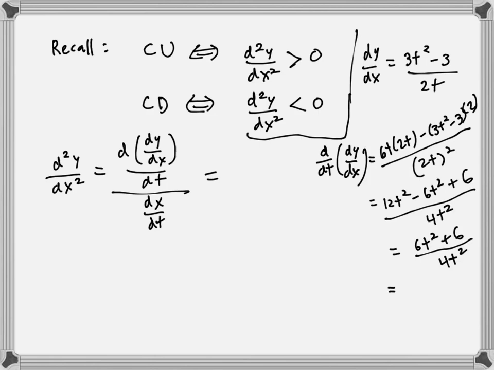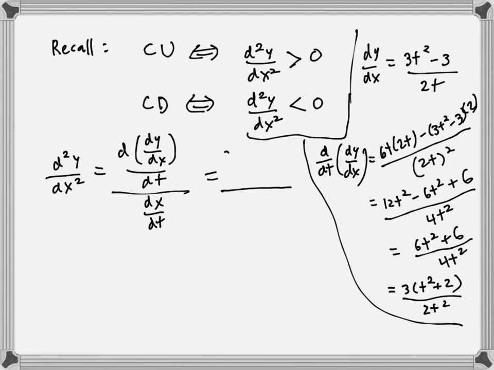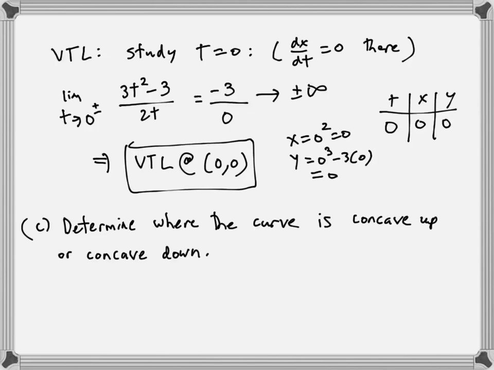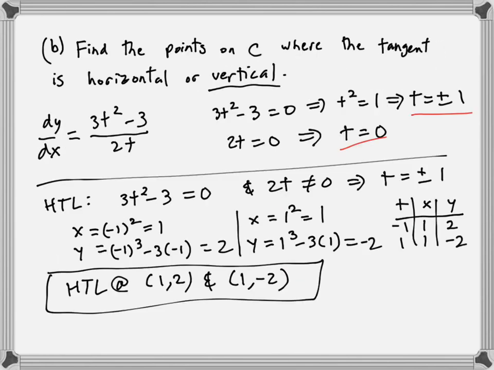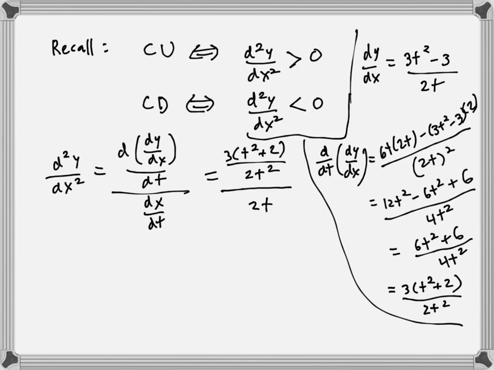We can actually factor this. I'm sorry, I could take out a 6. Well, let's think of it this way. If I take out a 6 and then cancel it with the 4 at the bottom, I actually end up with 3 times t squared plus 2 over 2t squared. Now remember, this is just the numerator here, right? I'm dividing it by dx dt. Remember dx dt, we did that on the page before, right? Dx dt is 2t. So if I divide it by 2t, that ends up just getting multiplied by the denominator, and so for my second derivative, we get 3 times t squared plus 2 over 4t cubed.